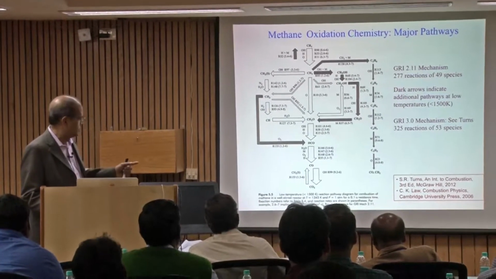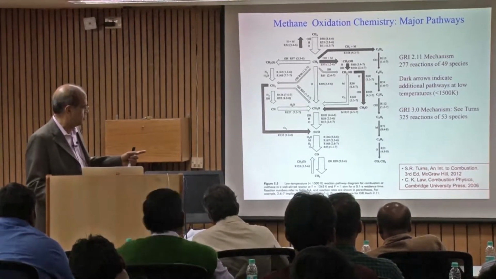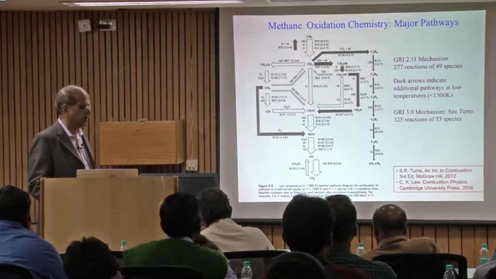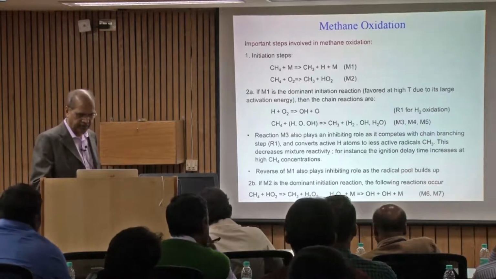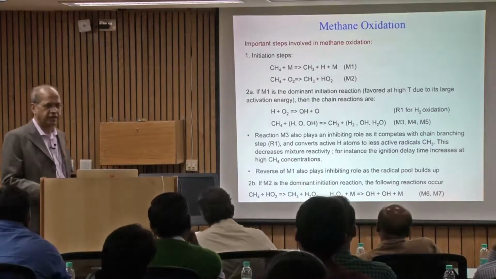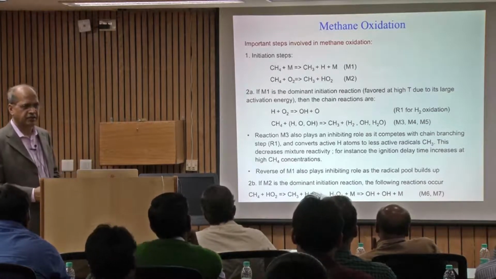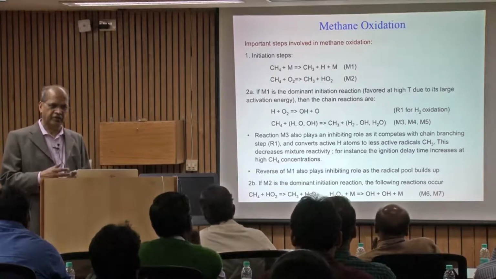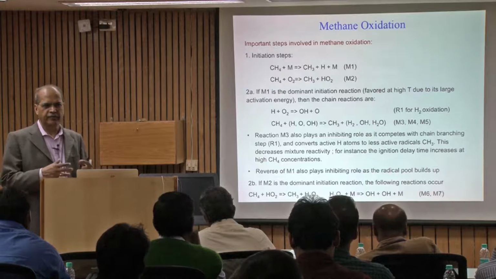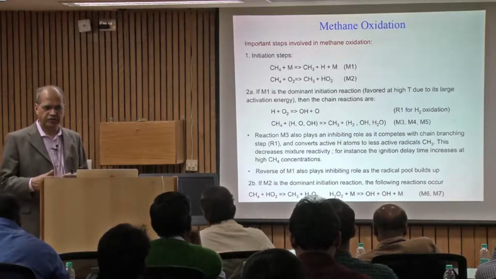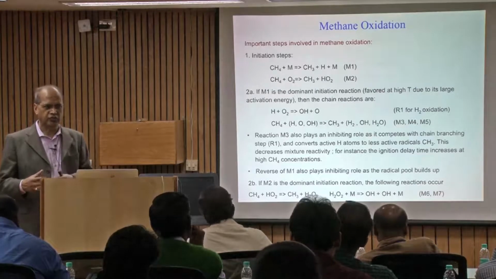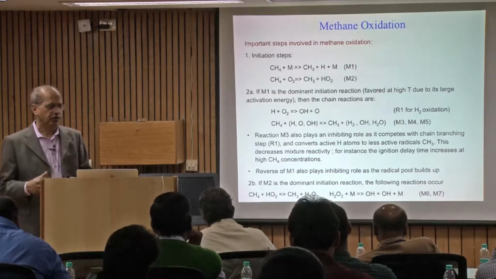So this figure is taken directly from Turns' book. There are a lot of other books which have this kind of figure. I'll discuss this in a minute. First look at what the initiation reactions are and what the chain branching reactions are. And after that you have the conversion from fuel to CO and hydrogen. And then in the process, CO goes to CO2 and you also get H2O.